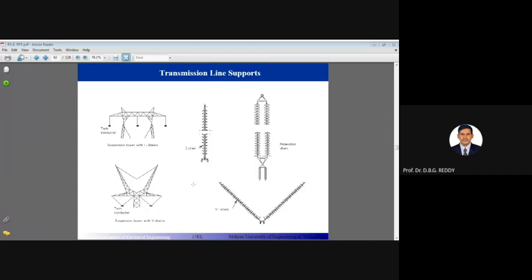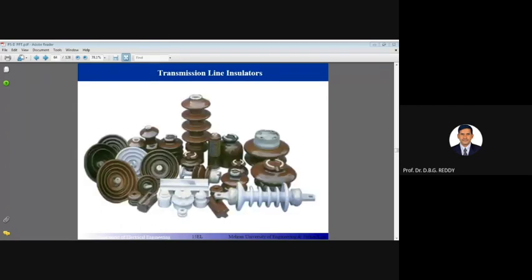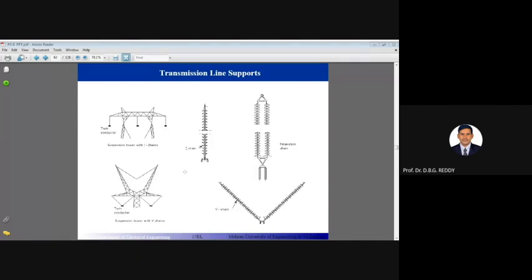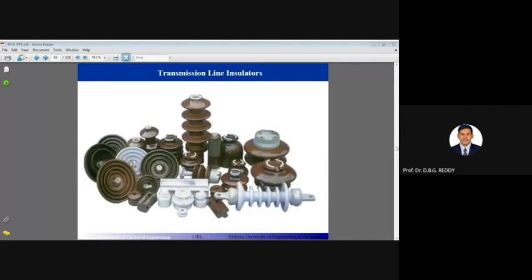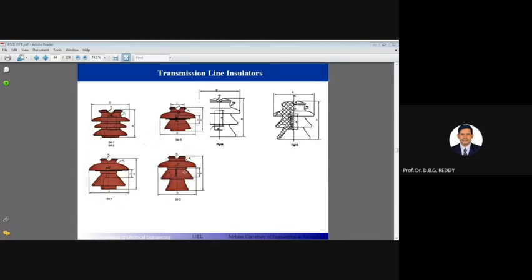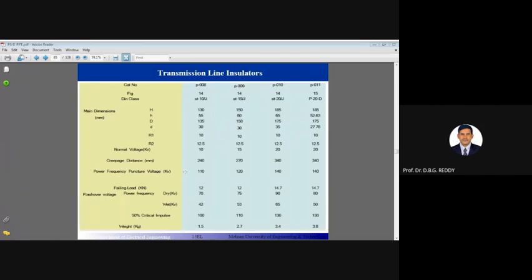Anyway, we'll discuss this in the fourth unit. These are the strings and the string efficiency, how the voltage distribution takes place across the various insulators. Now here you can see various types of insulator diagrams and their cross-sectional views. These are various transmission line insulators, their operating systems and parameters.